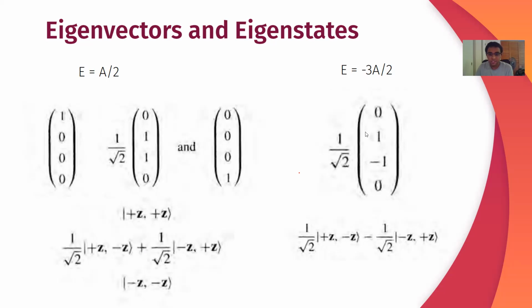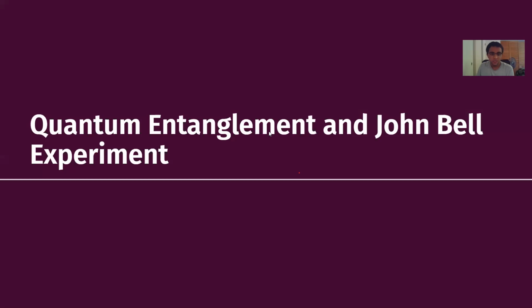And here you can see different interpretations because we're just using the components of the eigenvector to translate into eigenstates, as well as our 1, 2, 3, 4 basis vectors that we had before, which are very important in defining our system. Next, we'll think about quantum entanglement and John Bell's experiment.